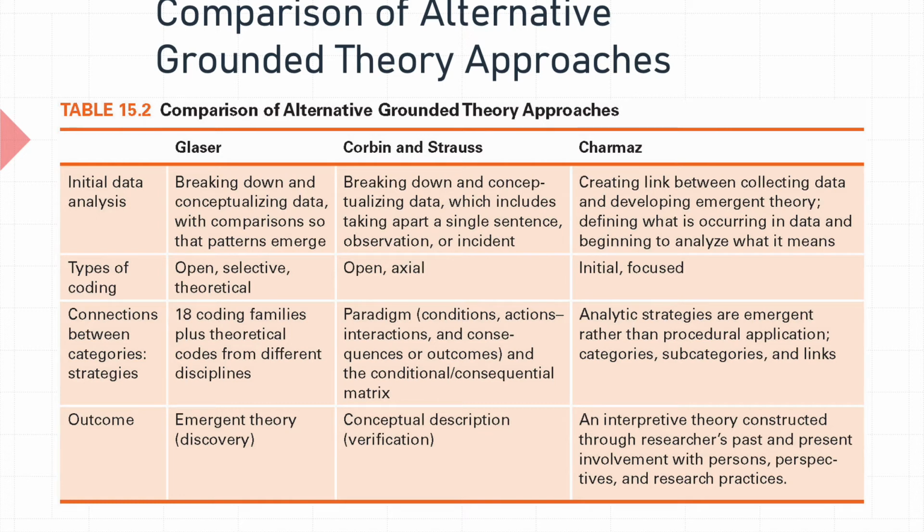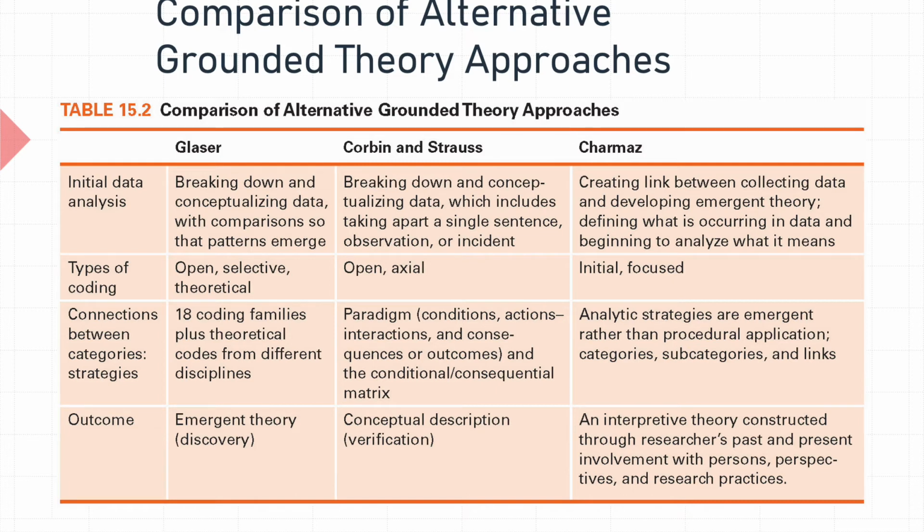So Glaser started out by breaking down and conceptualizing data and comparing that and looking for patterns to emerge. You will notice that Charmaz, on the other hand, was creating a link between collecting data and developing an emergent theory. It's a slightly different approach. They used different types of coding. While they largely use some open coding, Glaser used more selective and theoretical coding, and Charmaz was more initial and focused.